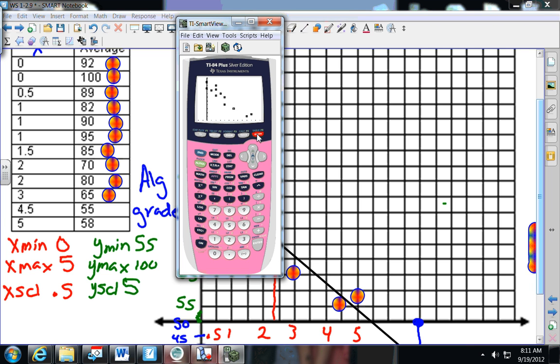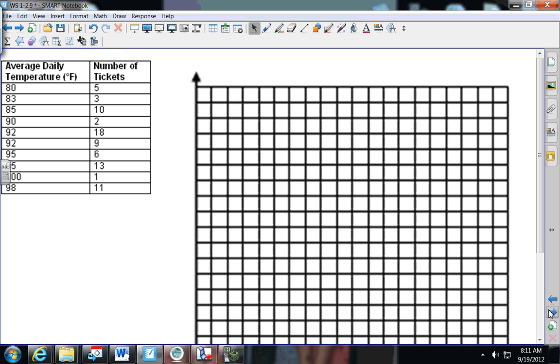Does it match what we graphed? Yes. It is a negative trend. It is going down. Okay.